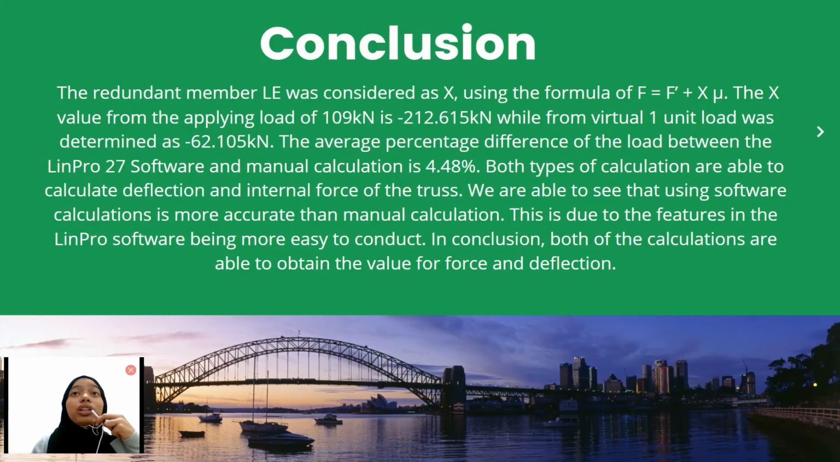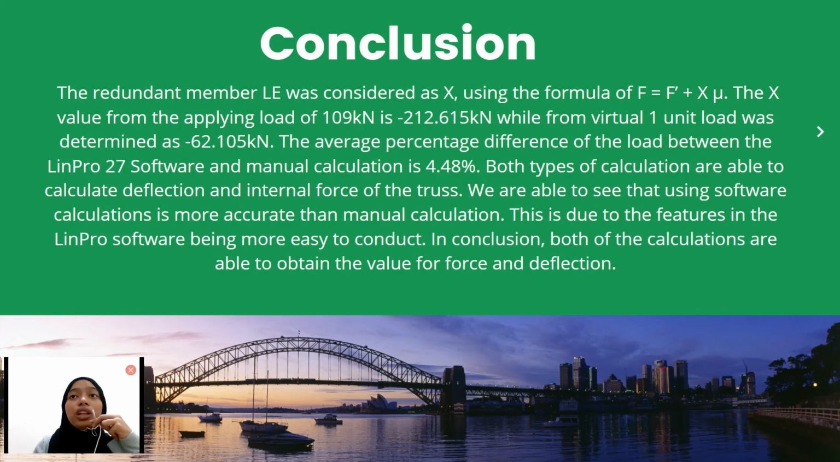And lastly, for the conclusion, the redundant member LE was considered as X. Using the formula F equals F prime plus X mu, the X value from the applied load of 109 kN is negative 212.615 kN, while from the virtual 1 unit load it was determined as negative 62.105 kN.